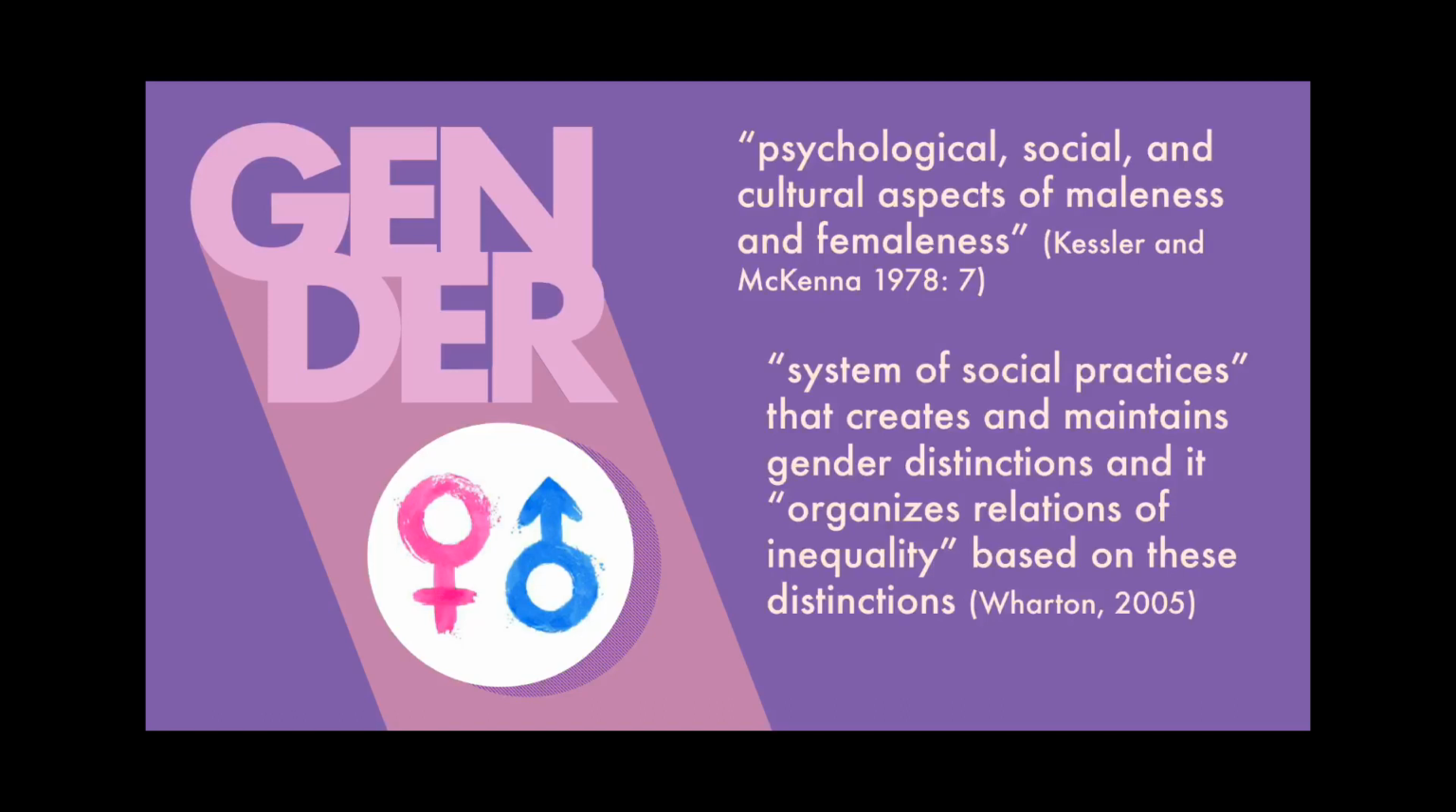So this talks about what society attributes to persons who are male and persons who are female, and how a man should act and be in a given society, and how a female should act and be in a given society. Another definition would be that gender is a system of social practices that creates and maintains gender distinctions, and it organizes relations of inequality based on these distinctions. So this is a more critical definition of gender.